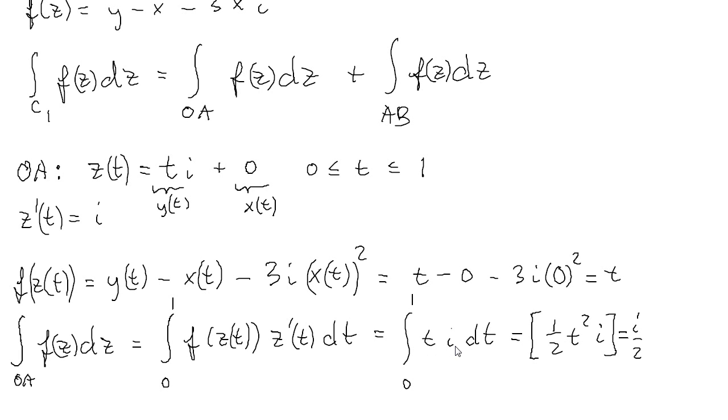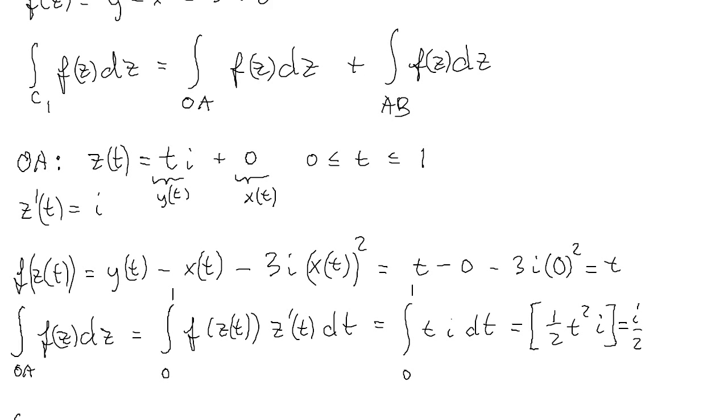So this is just a constant multiplied with t, so the antiderivative of this function is just half t squared i. And we need to use the limits 0 and 1. I've forgotten that here, but using this we obtain that this integral will be i over 2. Okay, then we have finished this integral OA.